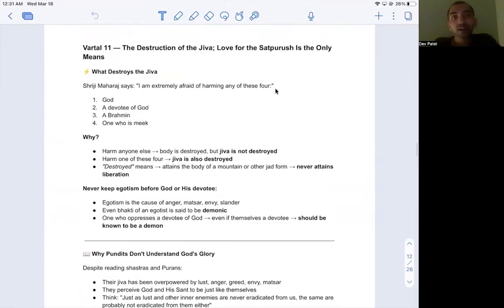Destruction of the jeev happens when you harm God, a devotee of God, a Brahmin, or one who is meek. Because if you harm anyone else, then only the body is destroyed, but the jeev is not destroyed. But if you harm one of these four, then the jeev is also destroyed.